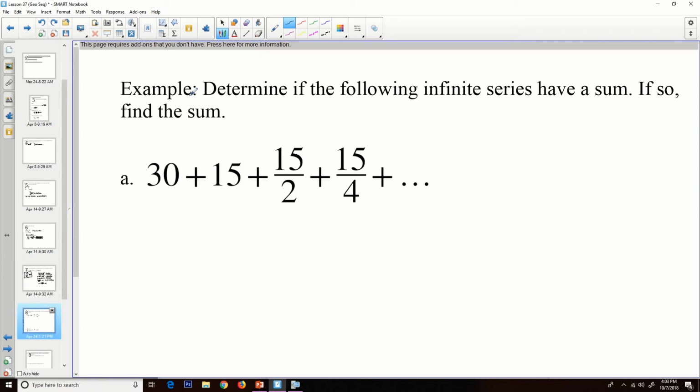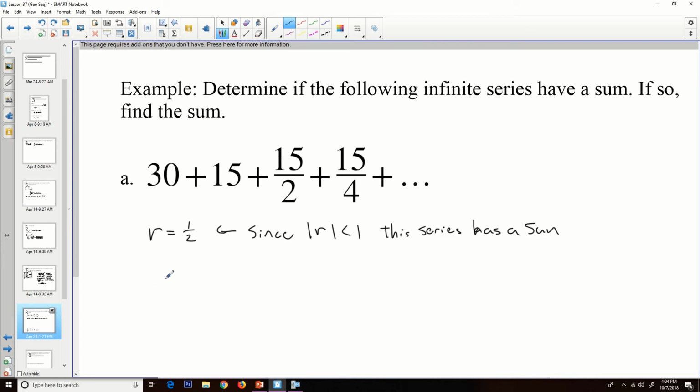Okay. It says determine if the following infinite series have a sum. If so, find the sum. So I look at this thing, 30 and then 15 and then 15 over 2 and then 15 over 4. Well, gotta figure out what the common ratio is. So 30 times a half is 15. 15 times a half is 15 over 2. 15 over 2 times a half is 15 over 4. So this thing has a common ratio of a half. And so since the absolute value of r is less than 1, this series has a sum.